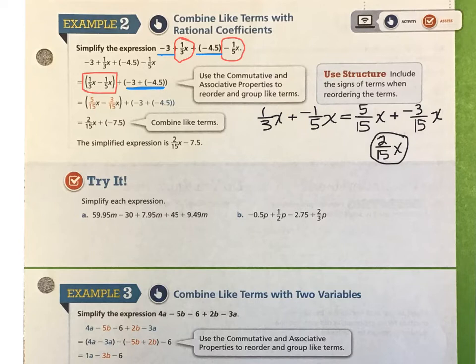Then I can go ahead and, of course, use my calculator to help me with the constant terms. Negative 3 plus a negative 4 5/10 equals a negative 7 5/10. There's my other term. So then I just have to put those two back together in an expression that shows the 2/15 x minus the 7 5/10.